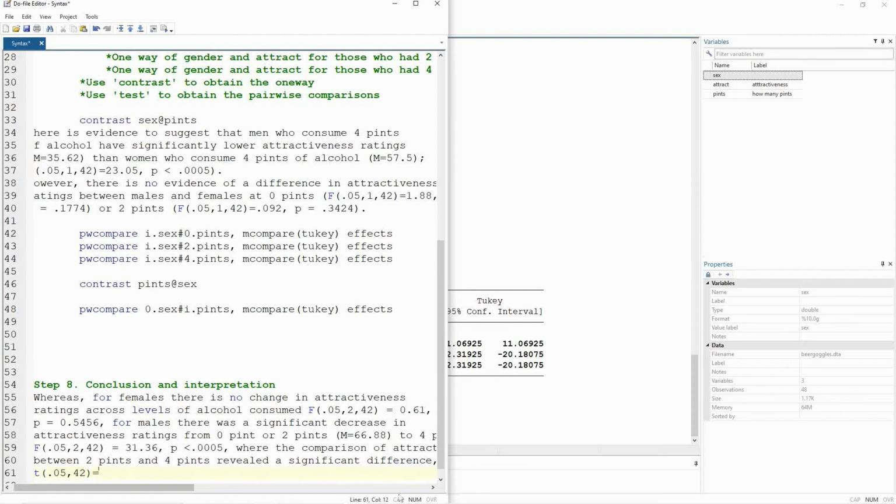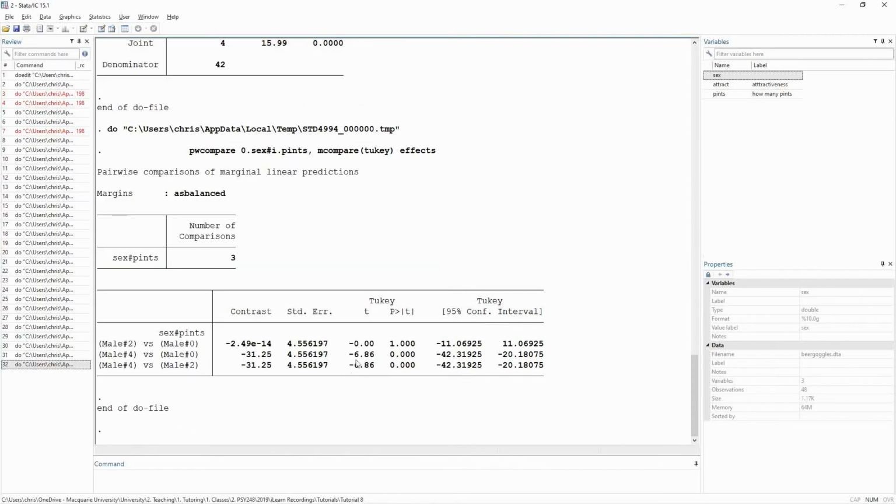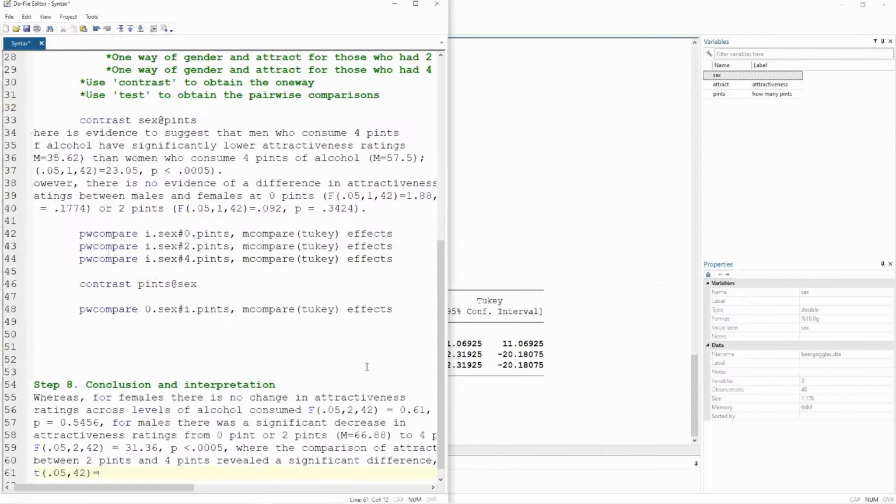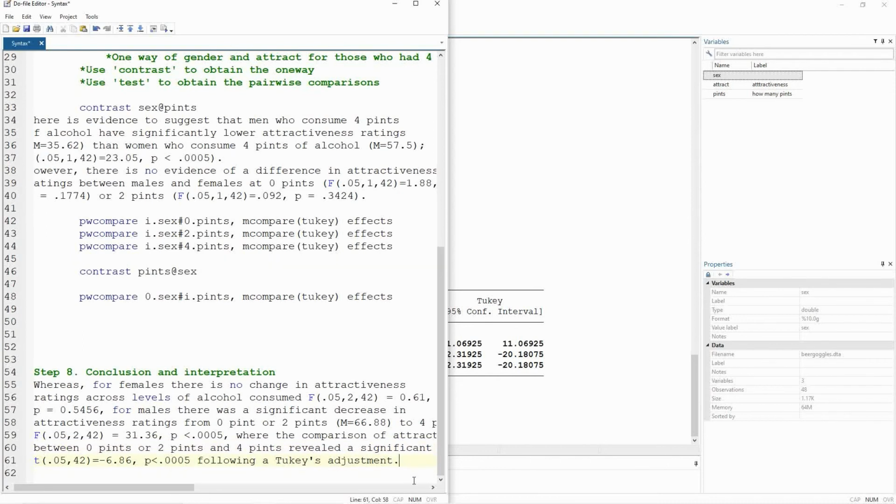So T of 0.05 on 42 degrees of freedom is negative 6.86, with a p that is less than 0.0005, following a Tukey's adjustment. If I want to be really technical, I could say between 0 pints or 2 pints, because we know those statistics are exactly the same. If they weren't, I would write them out one by one.